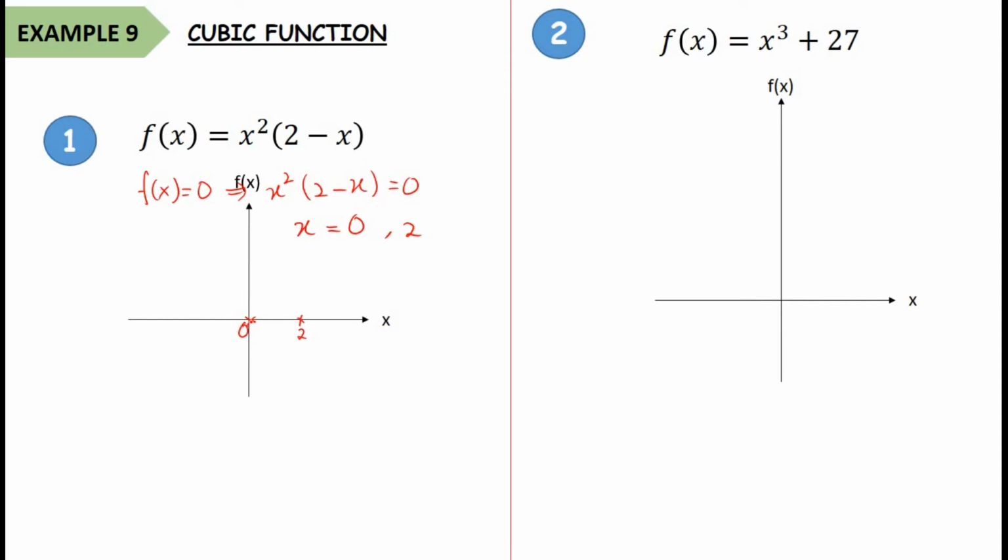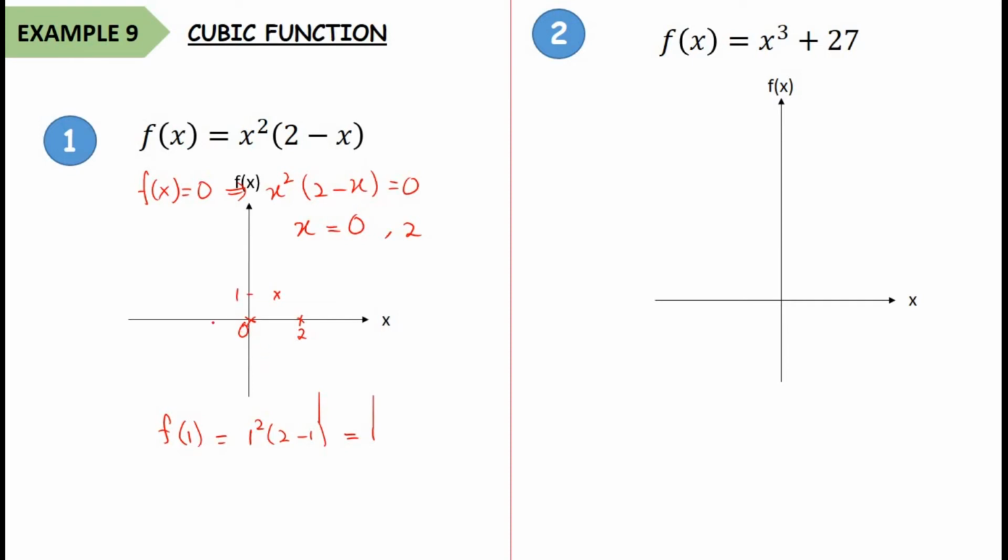Okay, so you must take a few values of x. So how to do that? Let's say you take 1. So if let's say f(1), x equal to 1, then you will get 1 squared and then times (2 minus 1), which is equal to 1. So you can plot the point (1, 1). So it should be here. Okay, so this is (1, 1).